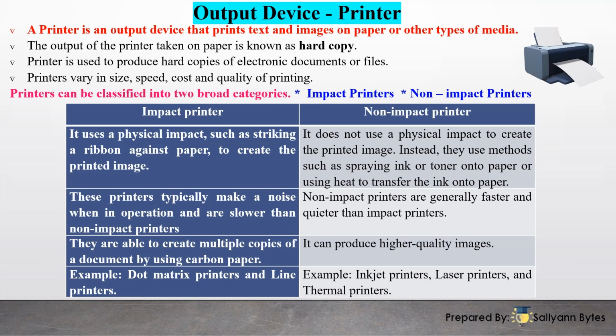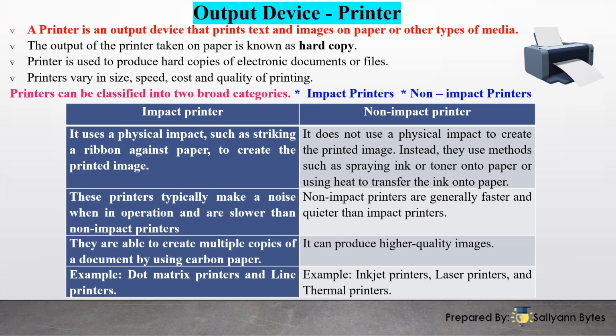Printers can be classified into two broad categories: impact printers and non-impact printers. The main difference between an impact and a non-impact printer is the way they create the printed image. The first difference is that an impact printer uses a physical impact, such as striking a ribbon against paper, to create the printed image, whereas non-impact printers do not use a physical impact to create the printed image. Instead, they use methods such as spraying ink or toner onto paper or using heat to transfer the ink onto paper.